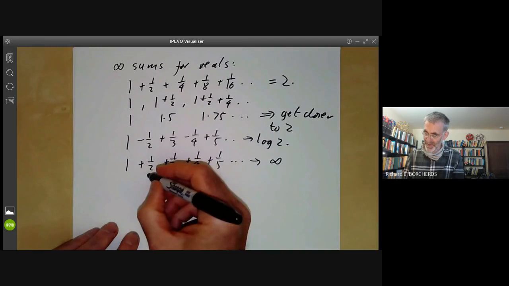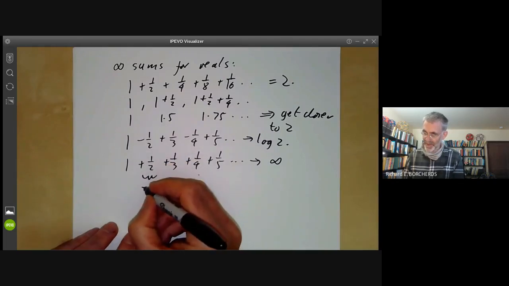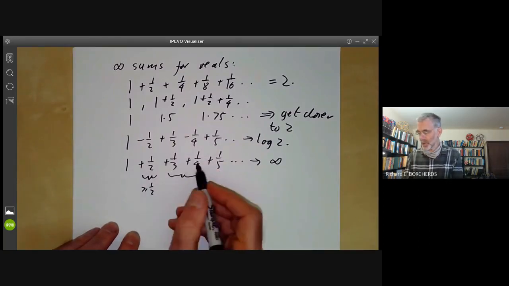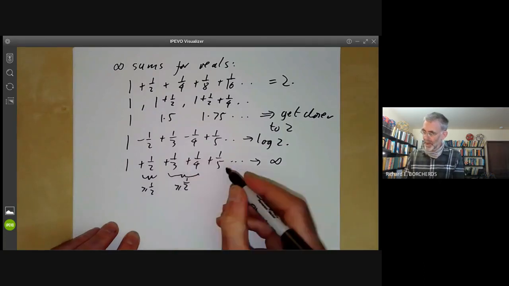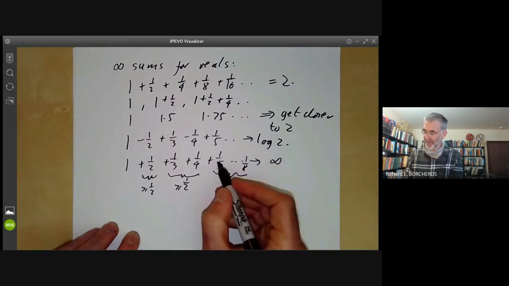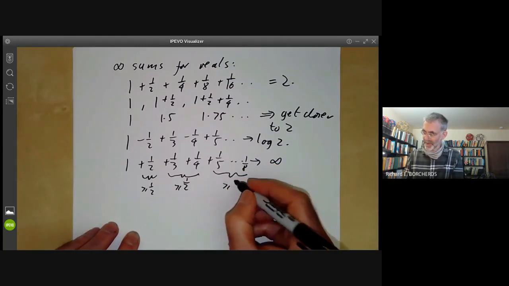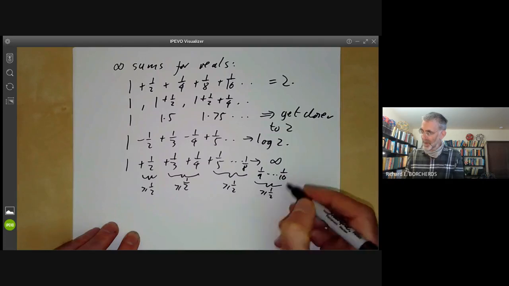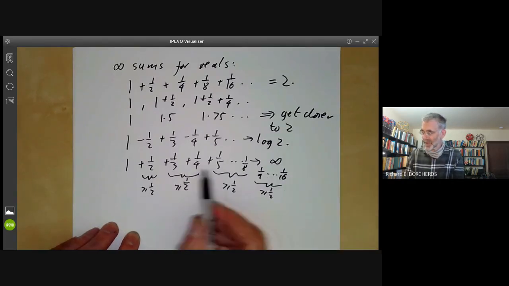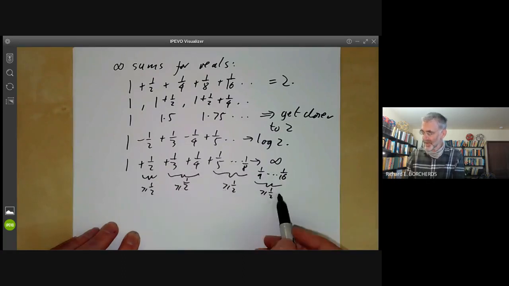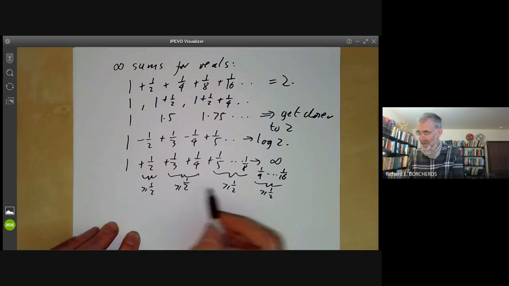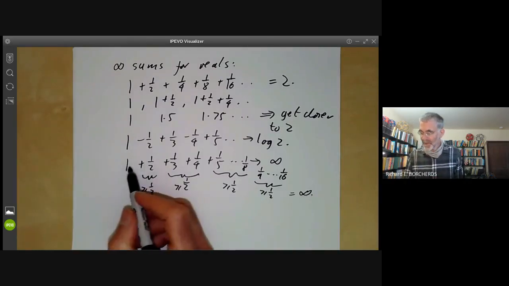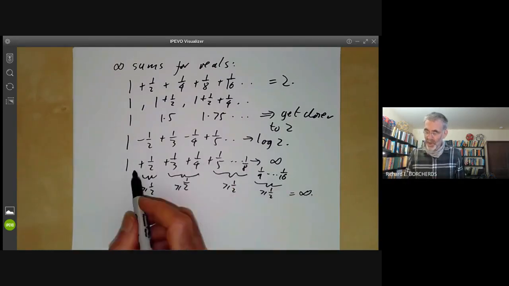And you can see this because if you look at this term, it's at least a half. If you look at the sum of these two terms, a third plus a quarter is more than a quarter plus a quarter, which is bigger than a half. And if you look at all the terms going from a fifth to an eighth, we've got four terms, each of which is at least an eighth. So that's bigger than a half. And if we go from a ninth to a sixteenth, that's bigger than a half. And in general, each time we double the number of terms we take, the sum of these terms is at least a half. So we're sort of adding up a half plus a half plus a half plus a half, and so on. This just doesn't converge. So although these real numbers get smaller and smaller and smaller, we can't add them all up.